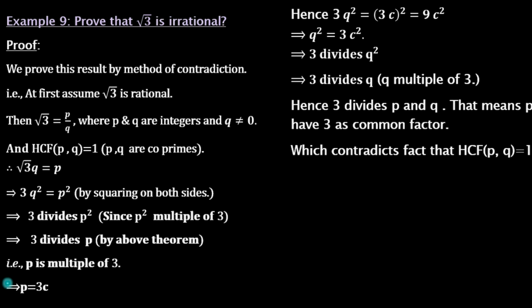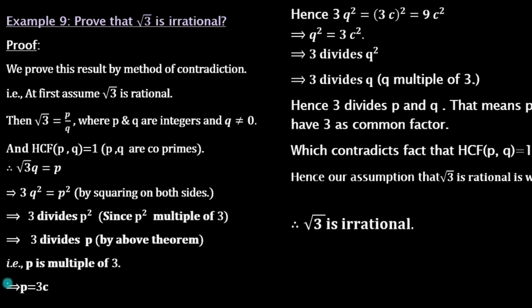So on our part we have got something wrong here. So what can we conclude? Our assumption is wrong. Hence our assumption is wrong. So what is our conclusion? Root 3 is an irrational number.